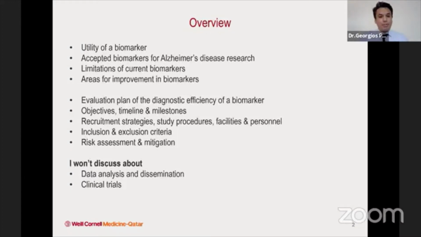And then I'm going to talk about what are the potential objectives that you can set for your projects, depending on the stage of the development of the biomarker, to validate the biomarker. Also equally important, how to set up your timeline and your milestones as you break down what you're going to deliver throughout your timeline. It's very important, especially when you have funding and you need to show what you have delivered with your project. Other things I'm going to cover is recruitment strategies, very important, in order to ensure you get the numbers you need for your required sample size.